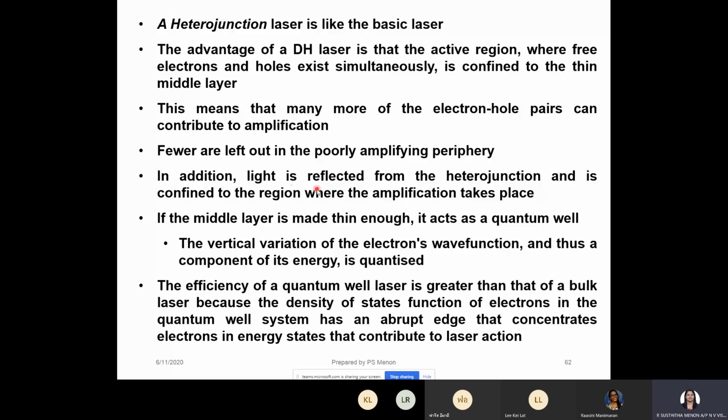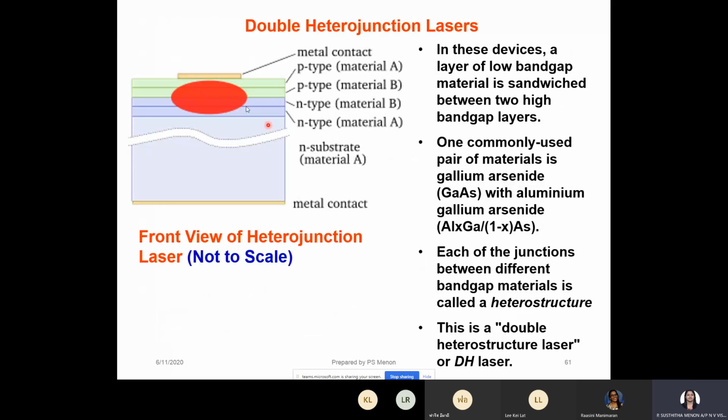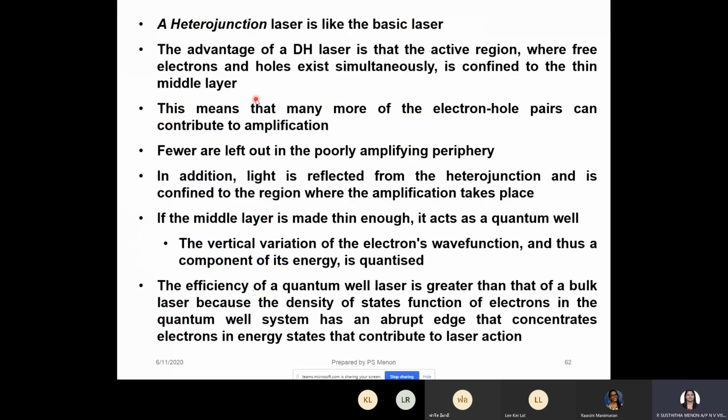In addition, the light is reflected from the heterojunction and is confined to the region where the amplification takes place. So if the middle layer is made thin enough, it acts as a quantum well. This layer over here, if you can make it thin enough, it can become a quantum well. So the vertical variation of the electron's wave function, and thus a component of its energy, is quantized.